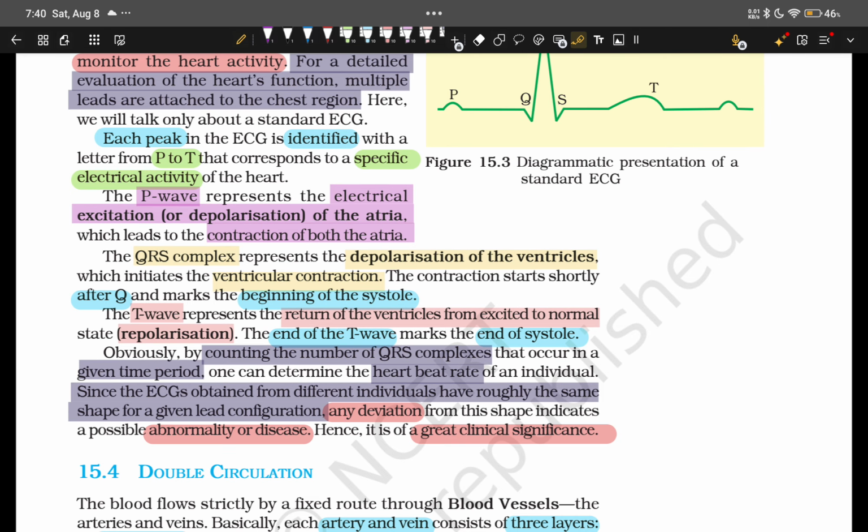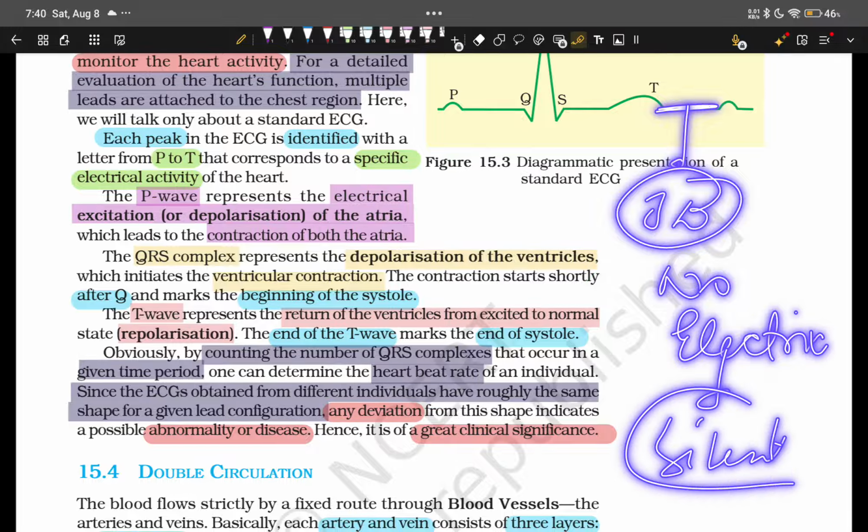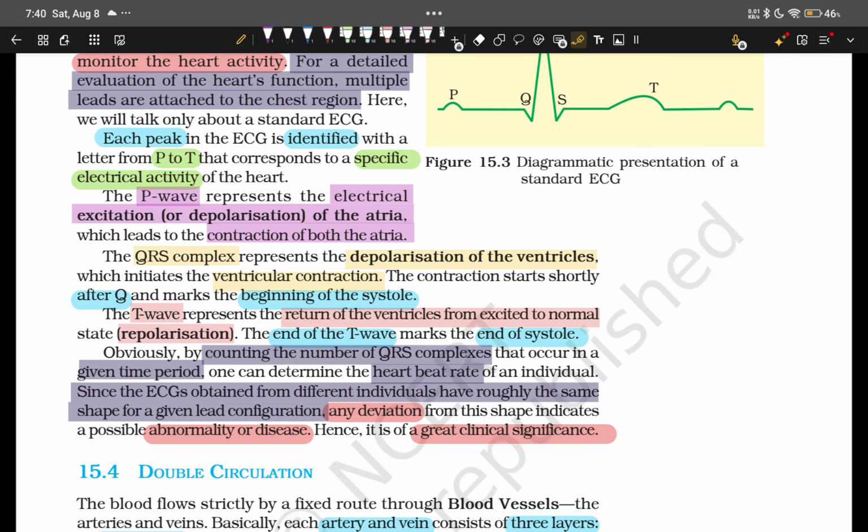Then we have the T wave. The T wave represents the return of the ventricle from the excited to the normal state, which is called repolarization, and the end of the T wave means the end of systole. Now there will be a relaxed state of all four chambers. When all four are relaxed in joint diastole, there is no electrical activity, the heart remains silent, and there is no peak. That's the condition for joint diastole.